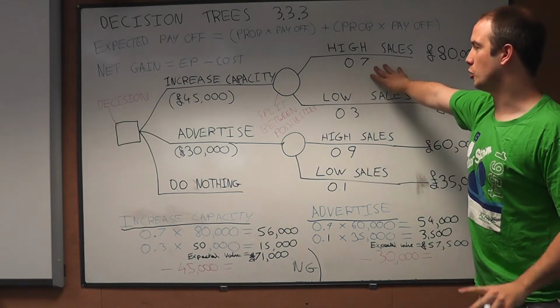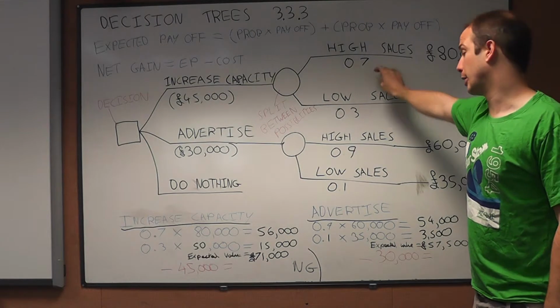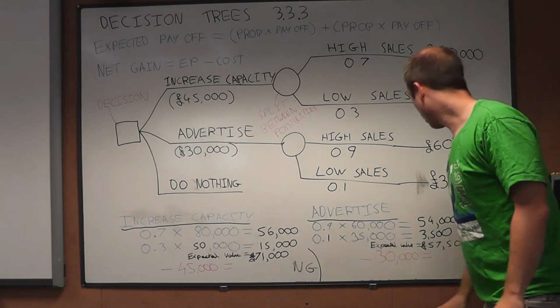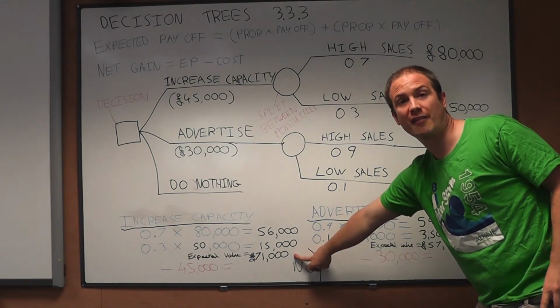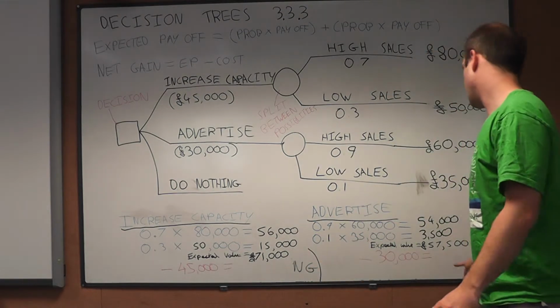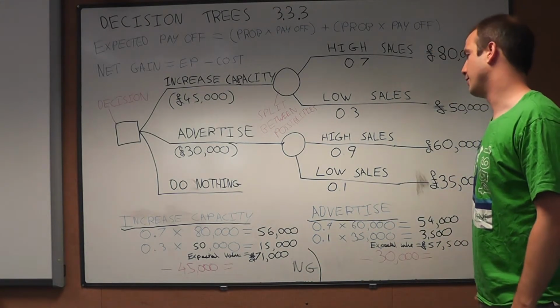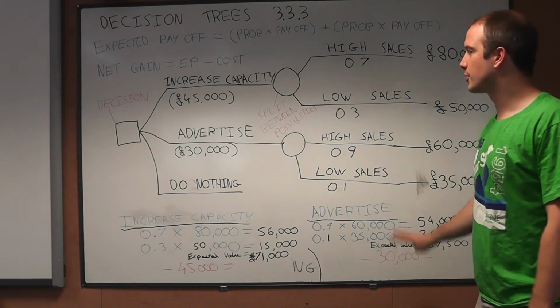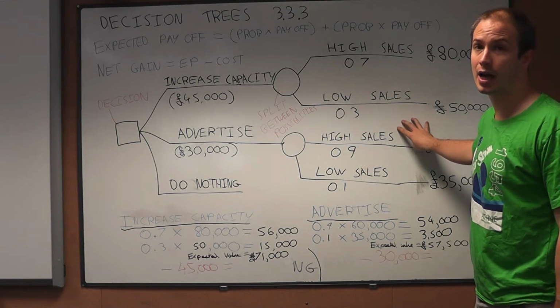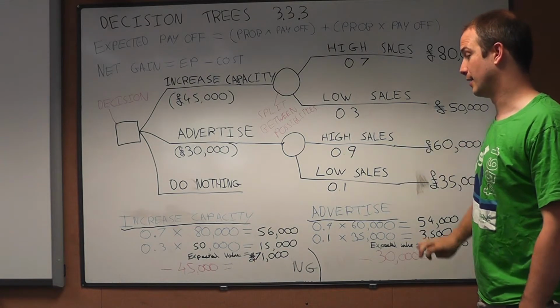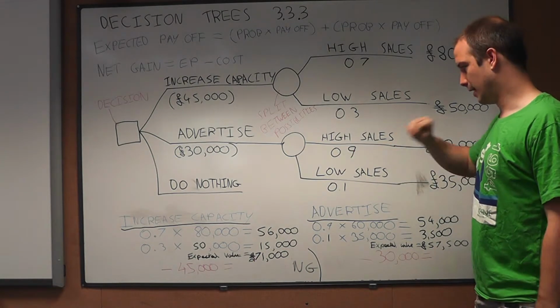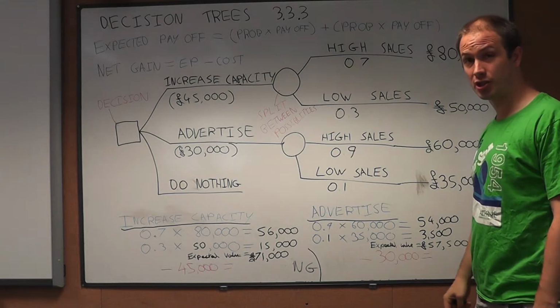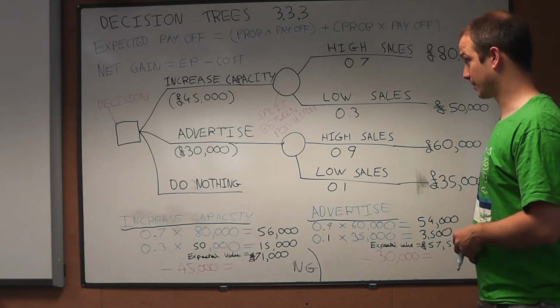So if we were just to consider the expected values and the probable payoffs, we would expect this business to choose increased capacity, because the monetary payoff of taking this on average is much higher than that of advertise. However, there is something that the expected value doesn't consider, and that's the costs of the project.